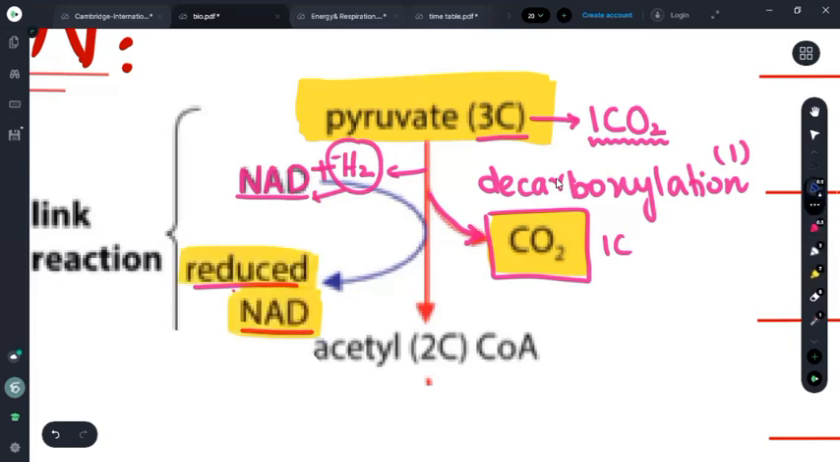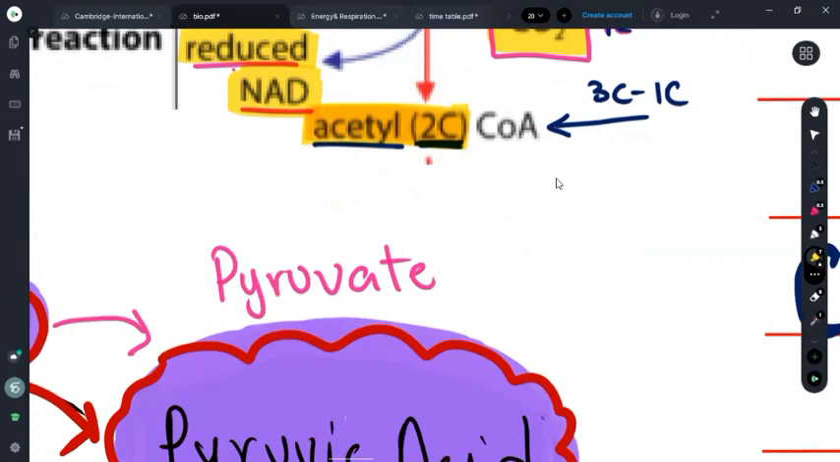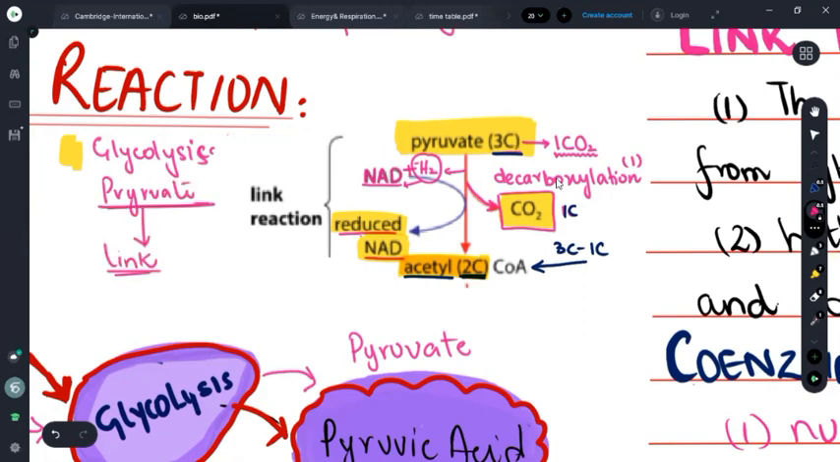Now, as 1 carbon has been removed forming carbon dioxide, this 3-carbon compound loses 1 carbon, forming a molecule called acetyl, which contains 2 carbon atoms. So, at the end of the link reaction, an acetyl group, which is a 2-carbon compound, has been formed. Till here we have used the product which was formed in glycolysis, that is pyruvate, and formed a new product from the link reaction, that is the acetyl group.